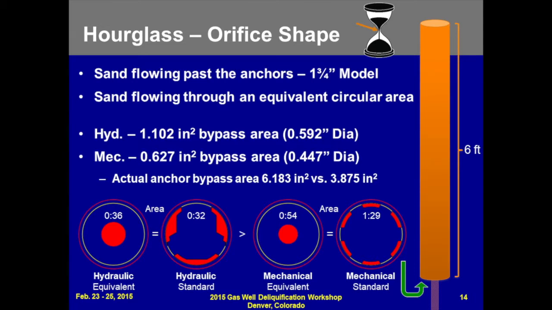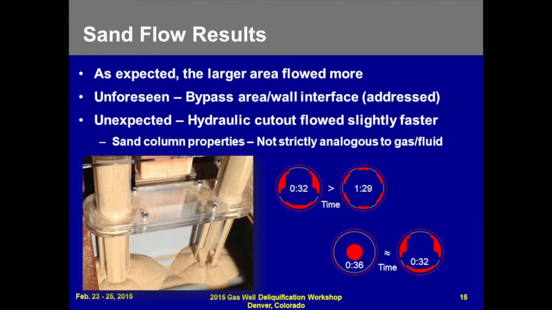That was the amount of time to pass 6 feet of that same fine wind-blown sand through each of the different area profiles. And here's what the apparatus looked like flowing the sand through the 2 anchor profiles. As expected, the larger area corresponding to the hydraulic tubing anchor flowed much more. It flowed the same volume of sand in approximately a third of the time.